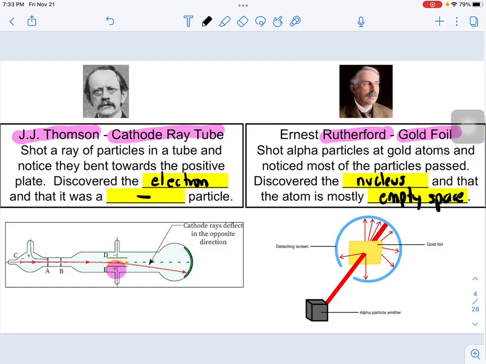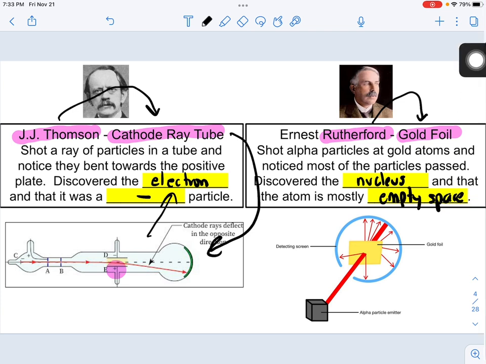So you need to remember J.J. Thomson and the cathode ray tube experiment. And because of that, we discovered the electron. And you need to remember Ernest Rutherford conducted the gold foil experiment. And because of that, he discovered the nucleus and that the atom was mostly empty space.